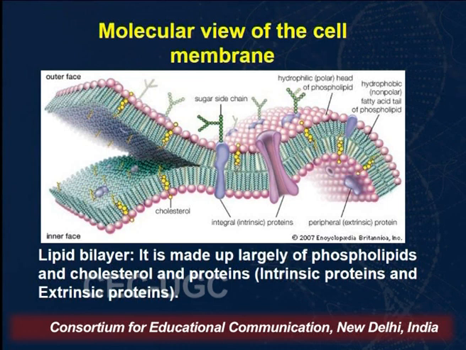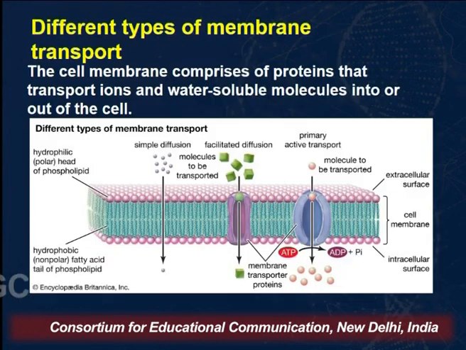There is a hydrophilic polar head of the phospholipid shown over there, and there is a hydrophobic fatty acid tail of the phospholipid shown over there. Apart from that, there are various integral proteins and surface proteins. We can see there are two layers of lipids, and that's why it is called the lipid bilayer.